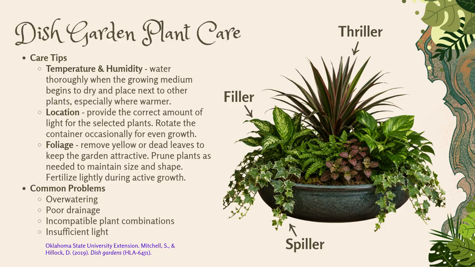Routine maintenance includes removing dead or damaged leaves, lightly fertilizing during the growing season, rotating the container occasionally so all sides receive even light, and pruning plants that begin to outgrow the arrangement. Many problems in dish gardens are actually caused by overwatering rather than underwatering. Too much moisture can lead to root rot and disease, while poor lighting can cause plants to become weak and stretched.